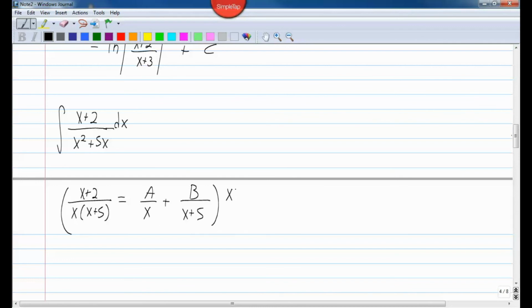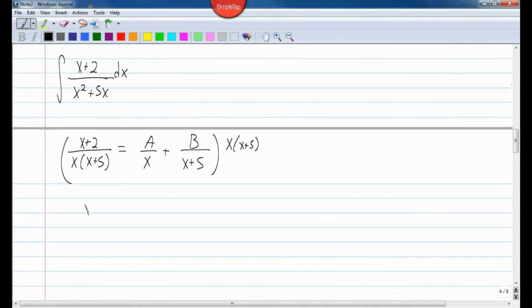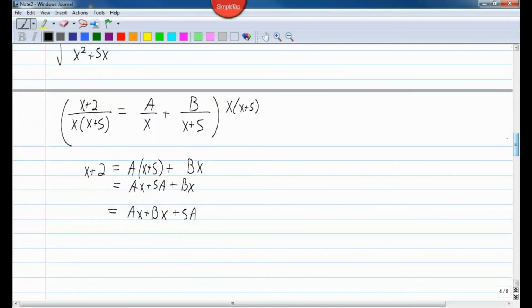Multiply times the common denominator, x times x plus 5. That's going to leave me the left side with the numerator, x plus 2. The right side is now going to be a times x plus 5 plus b times x. All right, multiply out the right side, ax plus 5a plus bx. Group the two like terms. Here it's just ax plus bx. And then factor the x out there. So that's going to be a plus b times x and plus 5a.